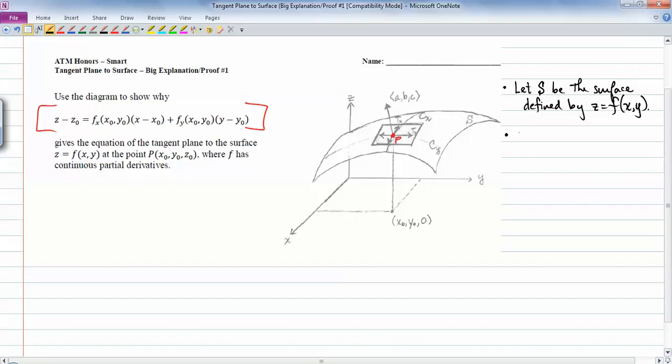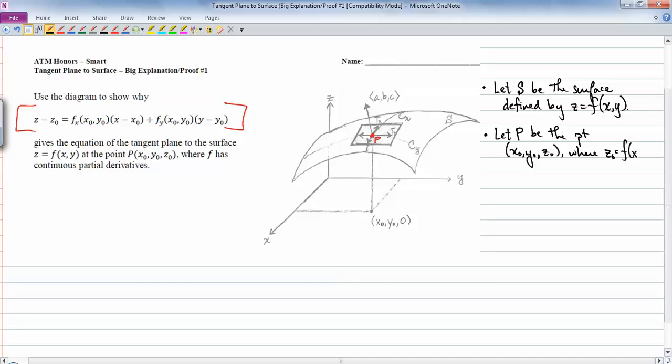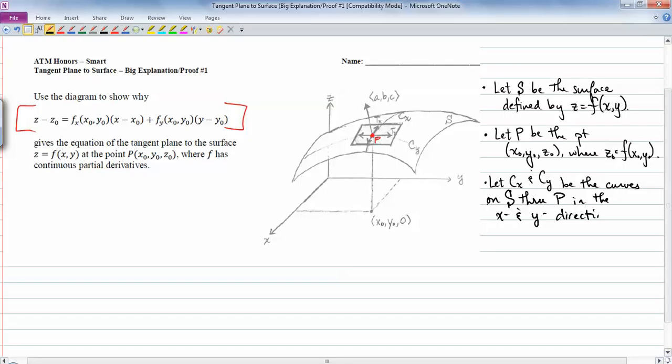Let's see, we've got P. So let P be the point x naught, y naught, z naught, where z naught equals the value you get when you plug x naught and y naught into the function. We've got c sub x and c sub y, so let c sub x and c sub y be the curves on S through P in the x and y directions, respectively.